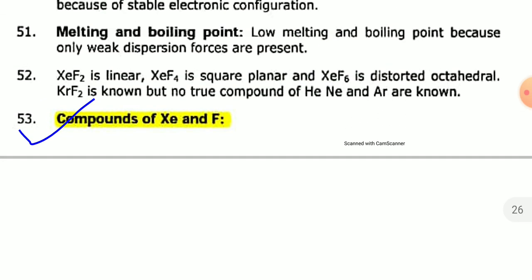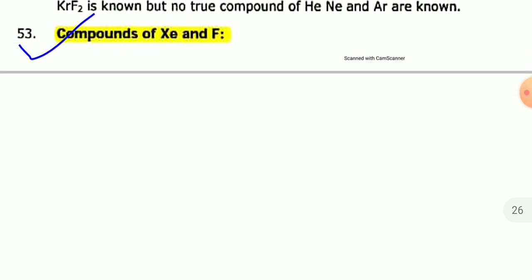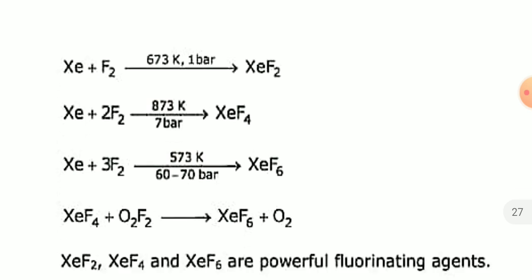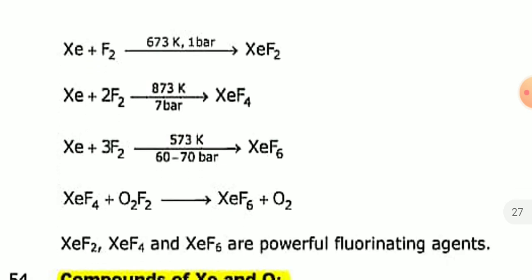Noble gases are generally unreactive, but some noble gases like xenon and krypton can form compounds with fluorine, like XeF2, XeF4, XeF6. So compounds of xenon and fluorine are XeF2, XeF4, XeF6. When xenon reacts with fluorine, xenon fluoride will be formed. At different temperatures, different types of xenon fluoride will be formed.